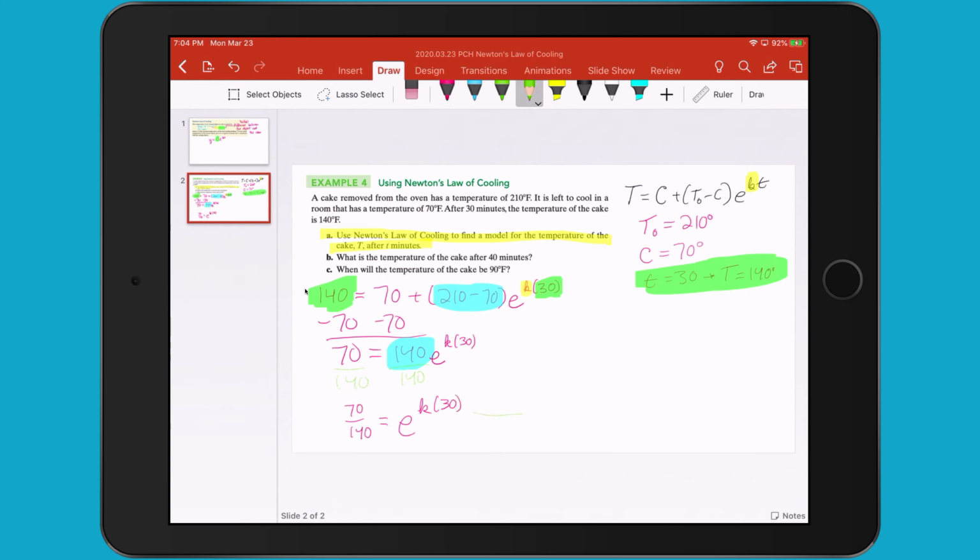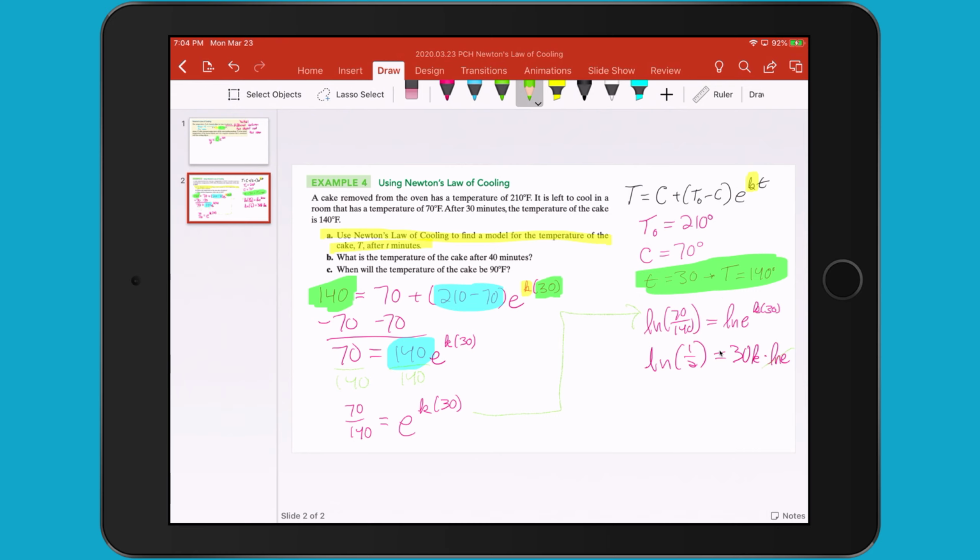Then take the natural logarithm of both sides. Natural logarithm of 70 over 140 equals natural log of e to the k times 30. I'm going to whoosh down the k times 30, make it a coefficient, as we've done before. I'm going to simplify the natural log of 70 over 140 to 1/2. So that's going to give me 30 times k times the ln of e. I'm going to remember that the natural log of e is 1, so I can ignore that.